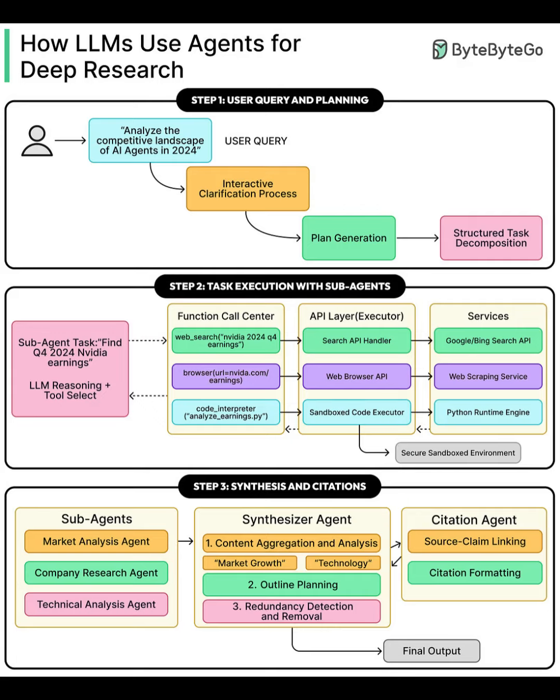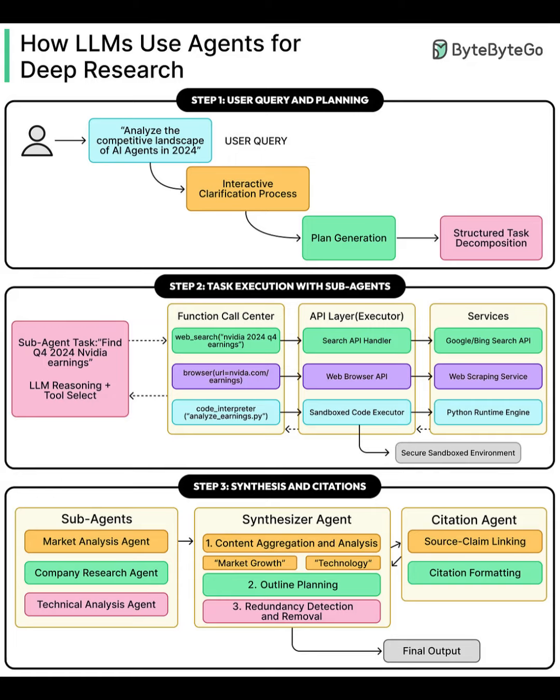Step 2 is where the fun starts, task execution with sub-agents. Each subtask gets converted into a sub-agent objective, like find Q4 2024 NVIDIA earnings, or summarize leading open-source agent frameworks. That sub-agent talks to a function call center, which is basically a router that decides which tools to use. Web search, browser, code interpreter, maybe a custom finance API.